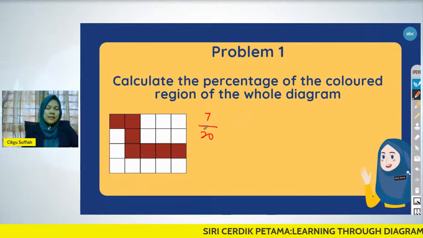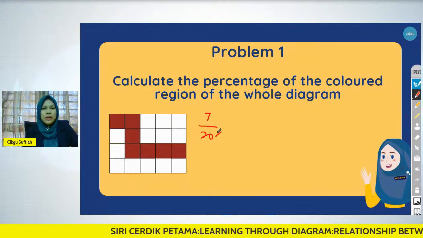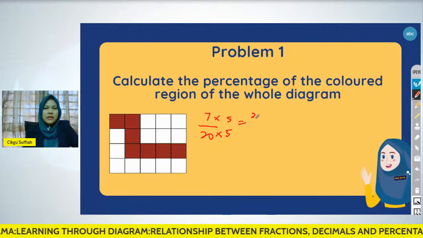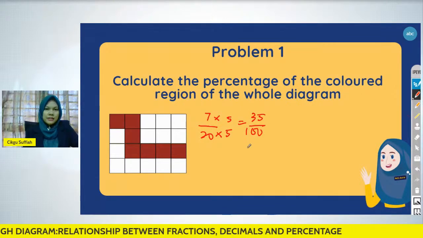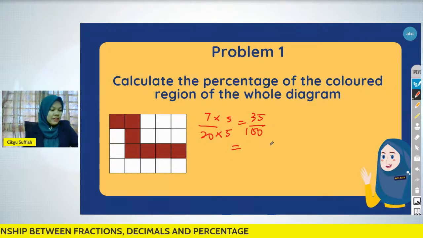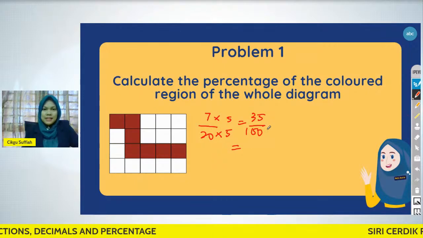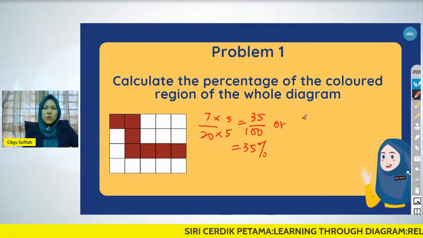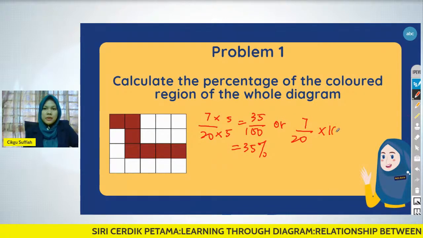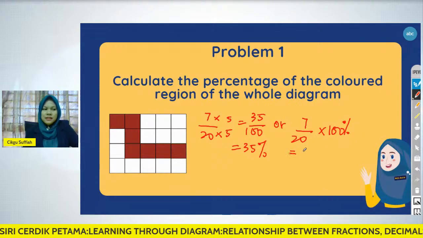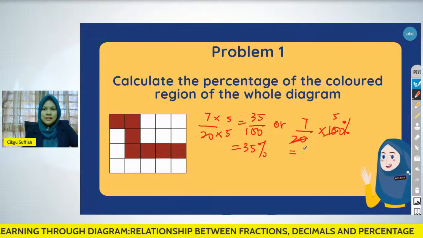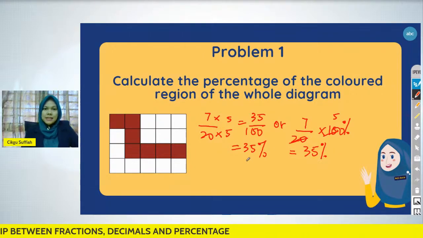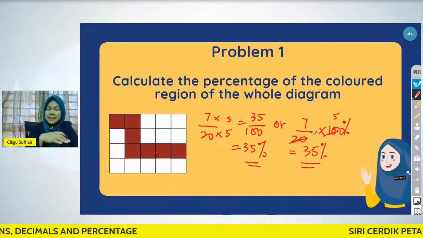If you want to use method 1, maybe it's easy for you, just make it over 100. Times 5 times 5, you get 35 over 100. You have to make it over 100 first, yeah? Then you can see per 100, and straight away you write down 35%. Or maybe some of you want to straight away write down times 100%. So here you can just cancel, and you also get 35%. This is how we relate the problem solving questions with our basics from earlier.